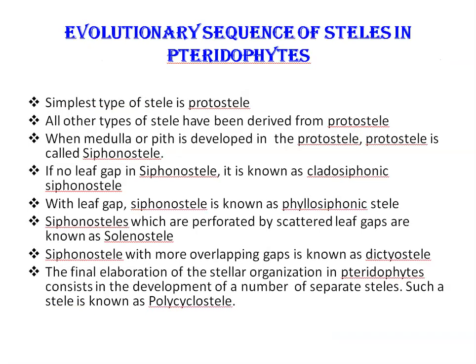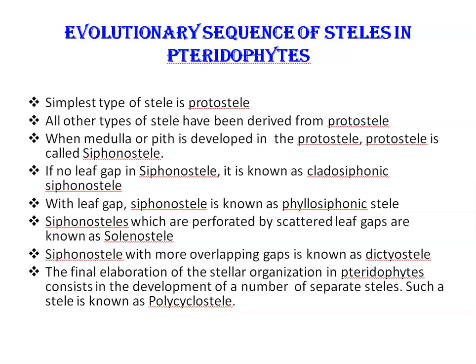Then next is evolutionary sequence, means summary, whatever we have studied. It is now generally clear that the simplest type of the stele is protostele. So it is the fundamental type for the vascular plants in general and in pteridophytes in general, and all the other types of the stele have been derived from it in the course of evolutionary specialization.